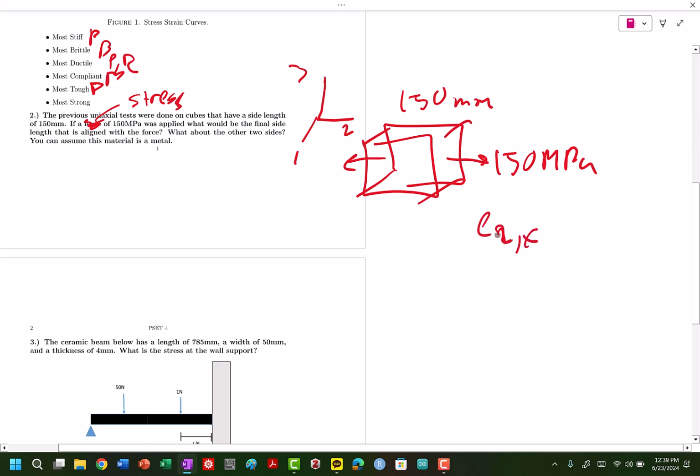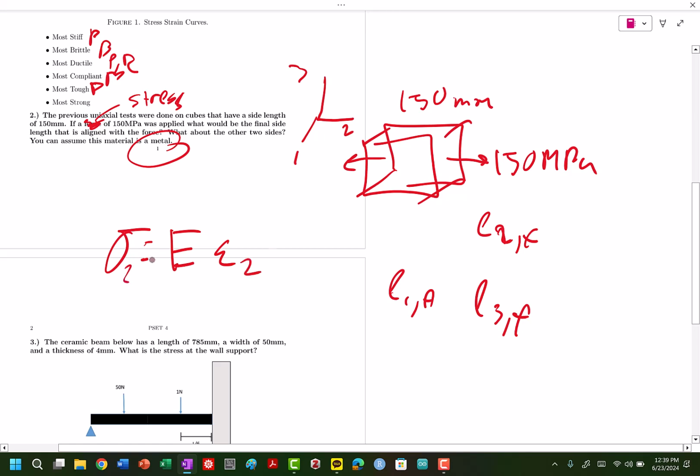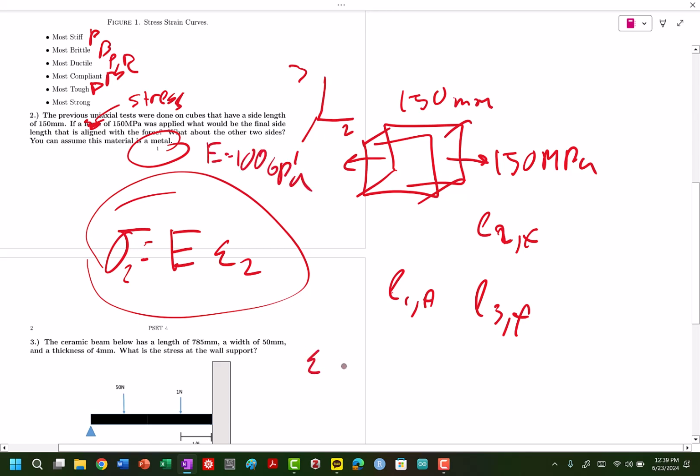L2 final. And then what about L1 final, L3 final? What about the other two sides? You can assume the material is a metal. We know that stress is equal to Young's modulus times strain in this particular scenario, and this would be the strain in the two direction, and this would be the stress in the two direction as well. You'll know that this is not the correct notation per se, but we're a little bit ahead of ourselves here. Metal, so we know our Young's modulus is equal to 100 gigapascals. We also know that the strain will be the final length in 2 minus the initial length in 2, over the initial length in 2, which is equal to this. So let's go ahead and solve.